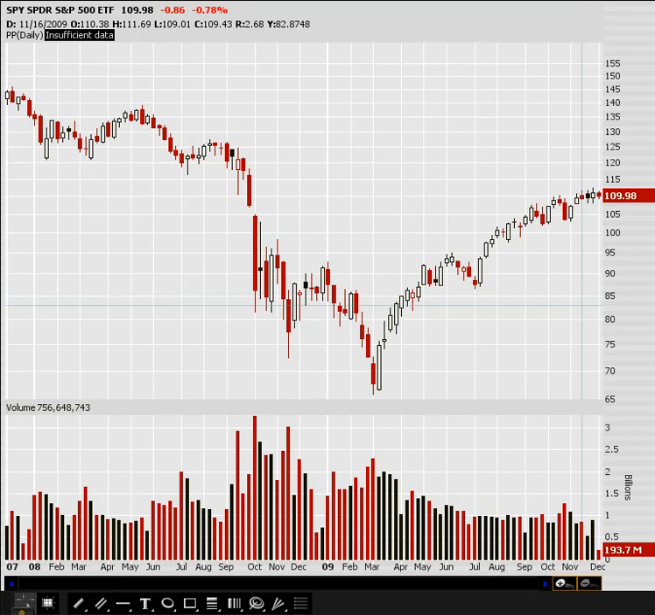Wanted to talk a little bit today about using multiple time frames in your trading. Whether you're a day trader, swing trader, trend trader, it's important to use multiple time frames to establish the support and resistance levels that you may encounter on the specific time frame that you're trading.